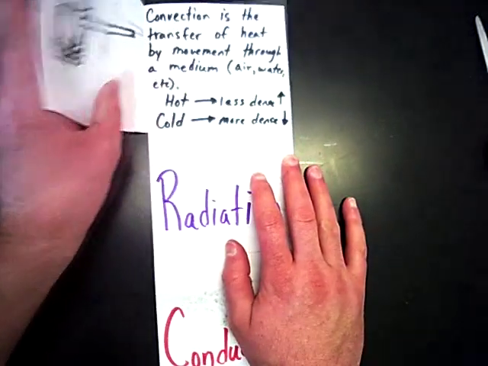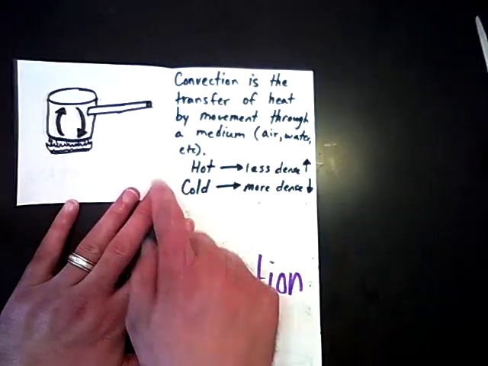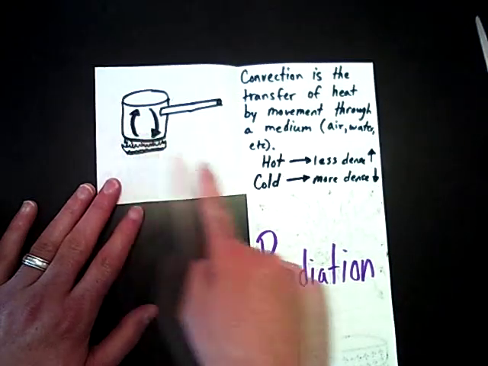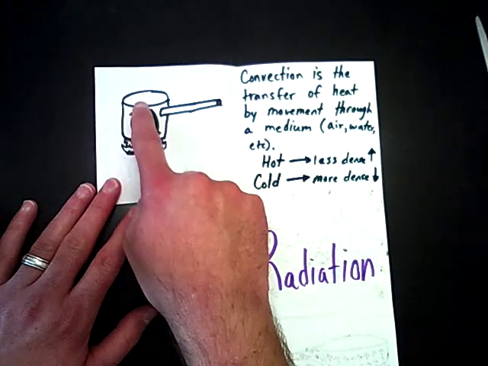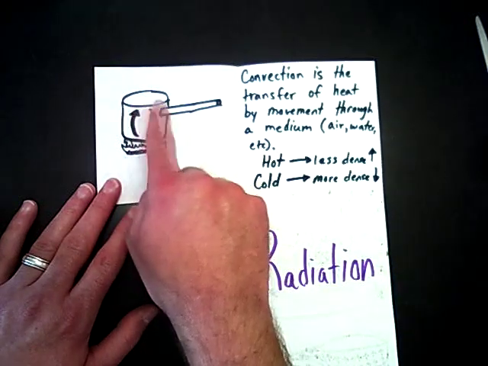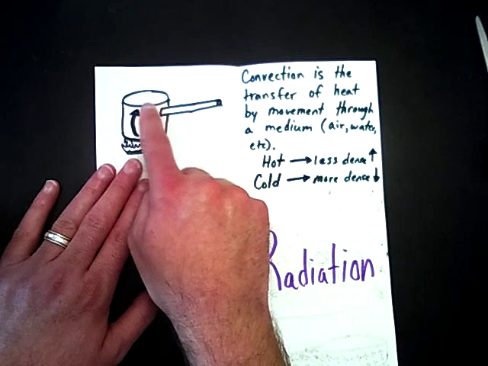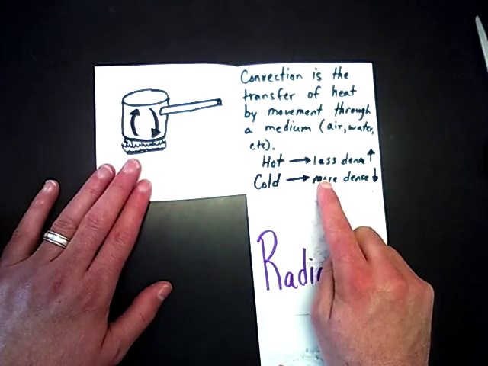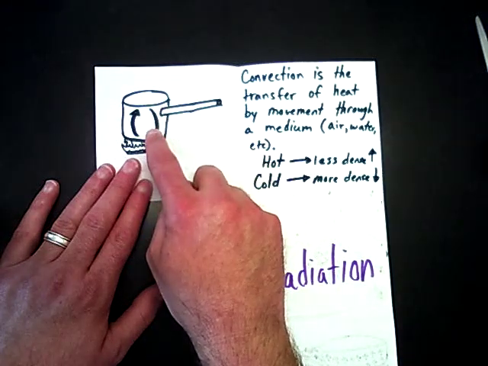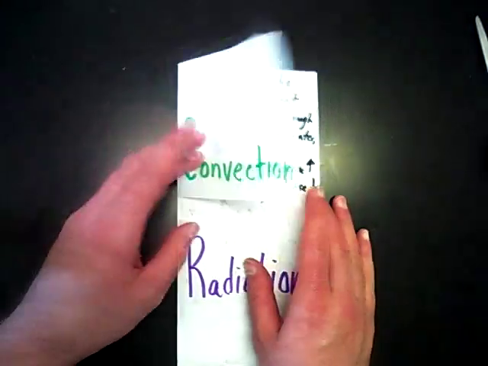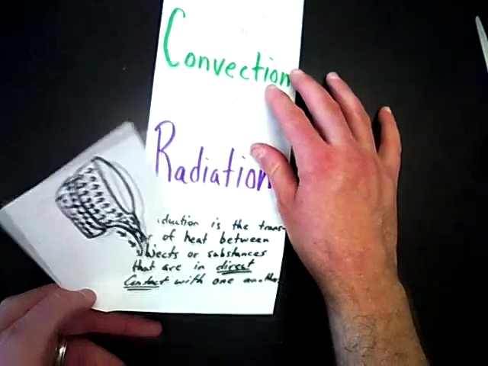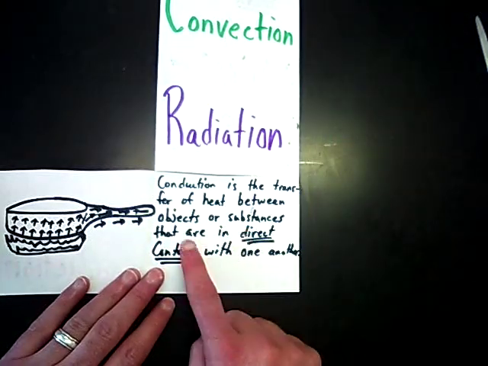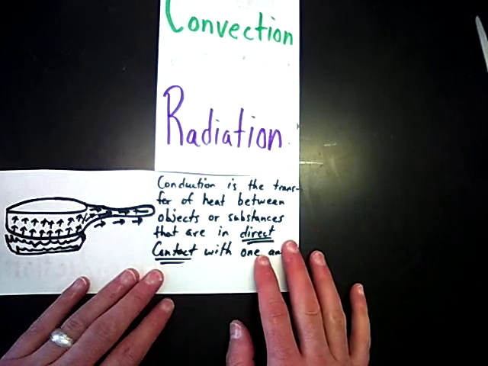Convection works because of density. The area closest to the heat becomes hot, which causes it to be less dense and rise to the top. Meanwhile, the cooler matter near the top is going to become, well, it's already cold, so it's going to be more dense, and that's going to cause it to sink. And then that's going to cycle through. And then finally, conduction. We're talking about thermal energy moving through something because it's in direct contact with the other object.